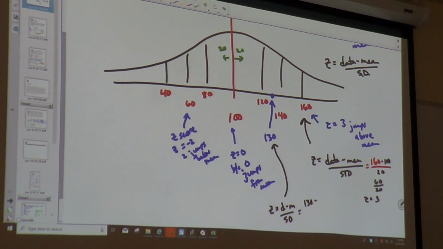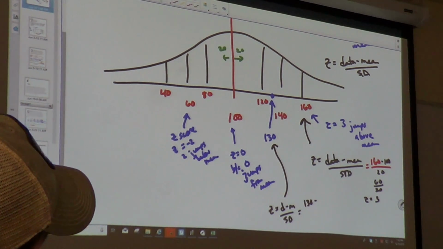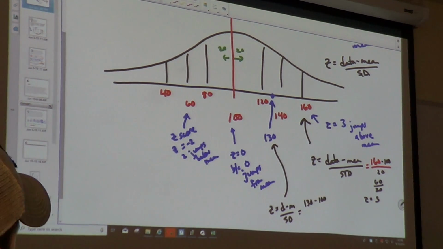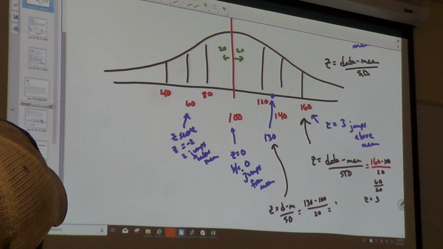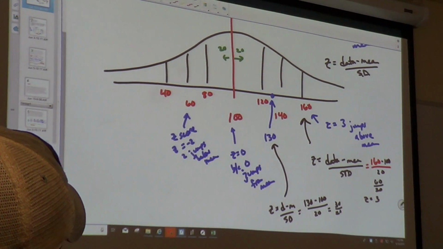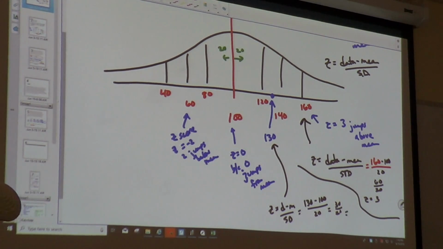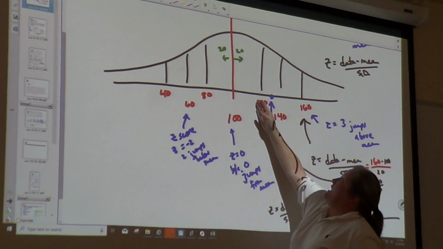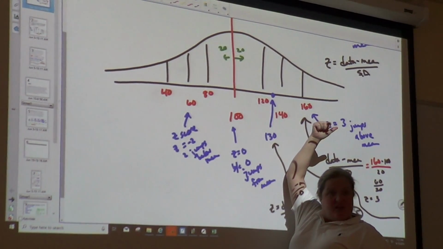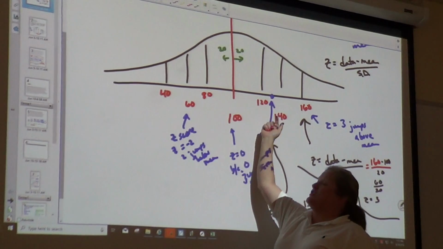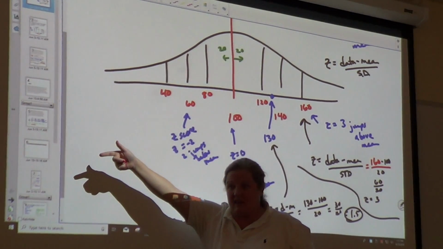130. That's where I'm standing at the moment. What is my mean? 100. And what is my standard deviation? 20. So that is 30 over 20, which is 1.5. So that tells me I'm 1.5 jumps away. Y'all could see that I took a whole jump and then I'm halfway between those two, so it's 1.5 jumps. It's positive because it's that way. If I jump this way, it's going to be negative.